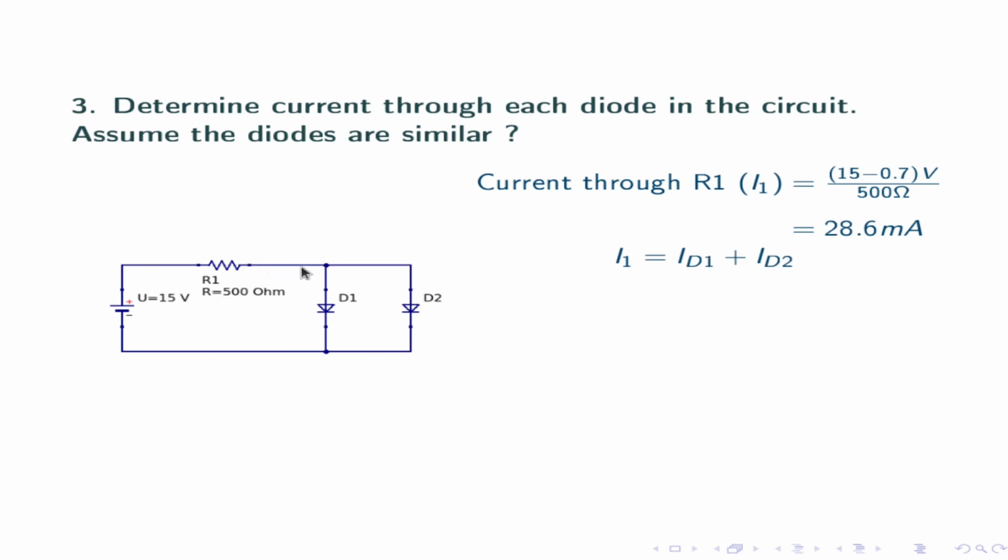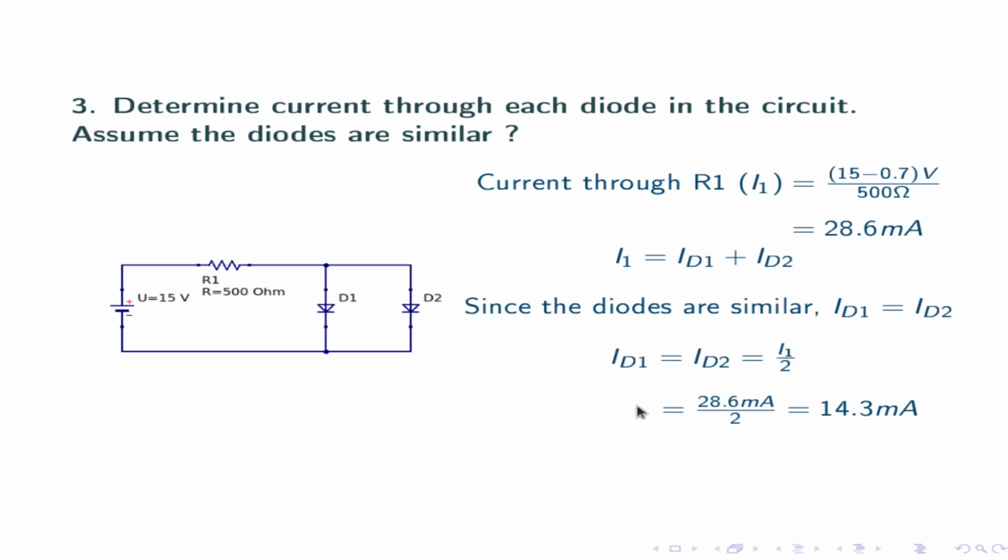This is the I1. That current splits into current through D1 and current through D2. Therefore, I1 is equal to ID1 plus ID2. Since the diodes are similar, these two currents will be the same, that is, ID1 is equal to ID2. Therefore, ID1 is equal to ID2 is equal to I1 by 2, that is equal to 14.3 milliampere. So it is easy to calculate current when the diodes are similar.